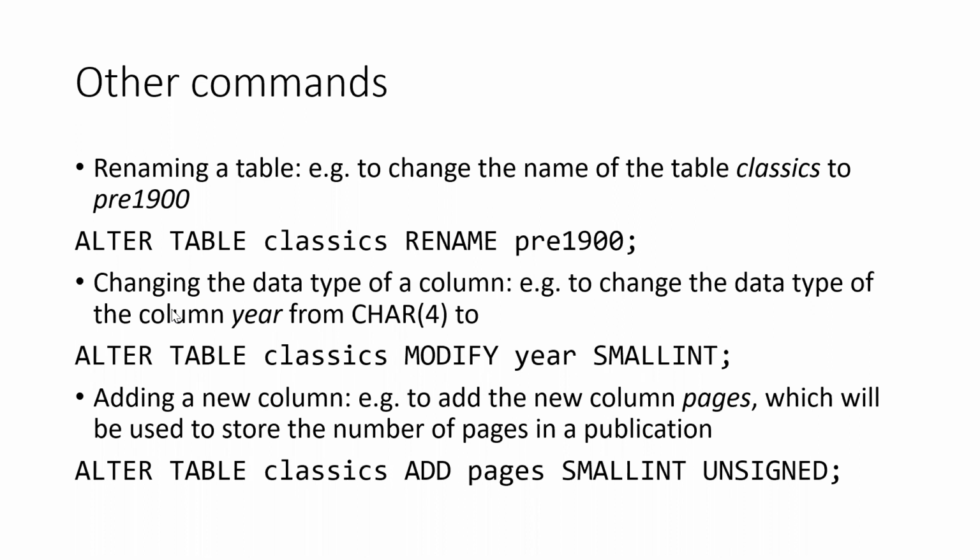Likewise, if you want to change the data type, you can say classics modify year smallint. Earlier we used char(4). So here we will actually change that char(4) and modify it to smallint. Likewise, if you add a new column pages, in this particular case we will add a new column here called pages. The data type is smallint and it's unsigned.